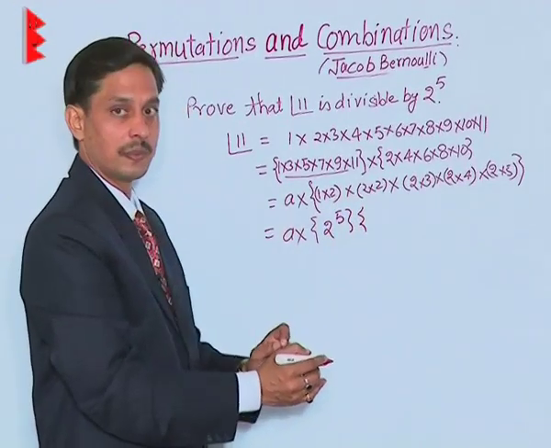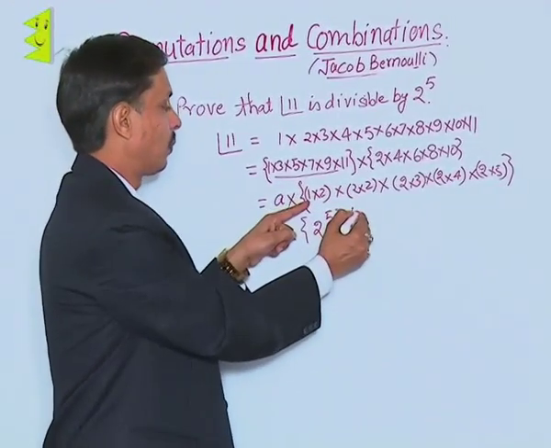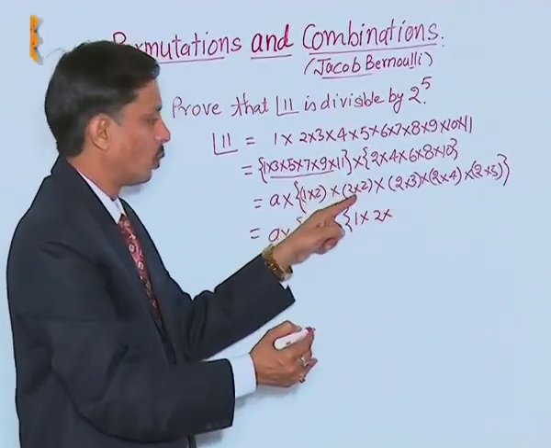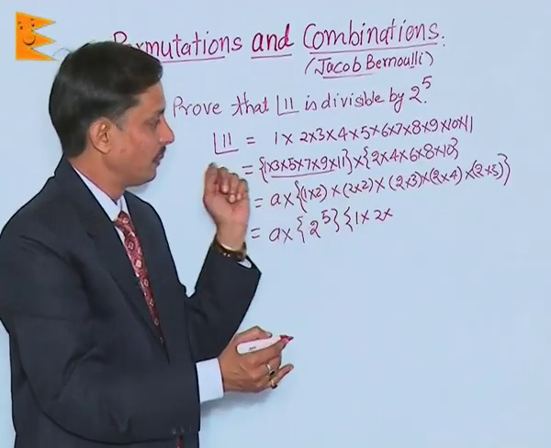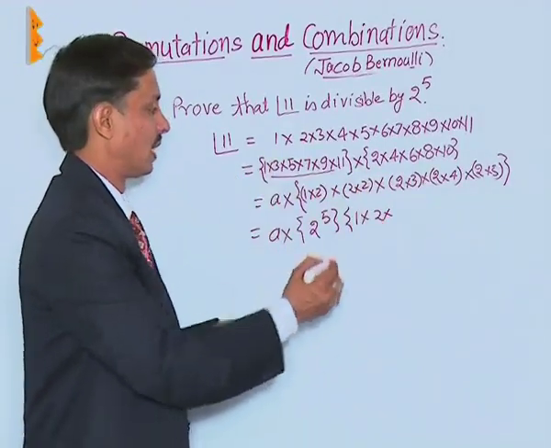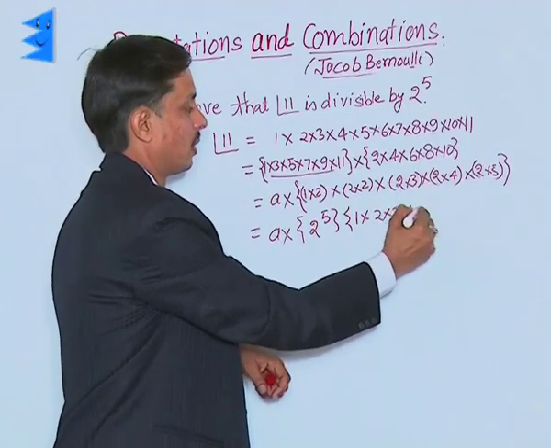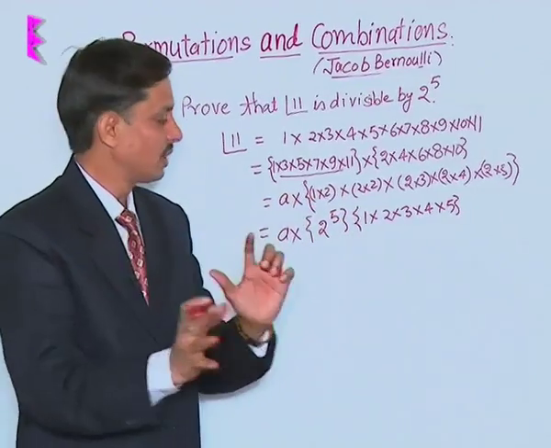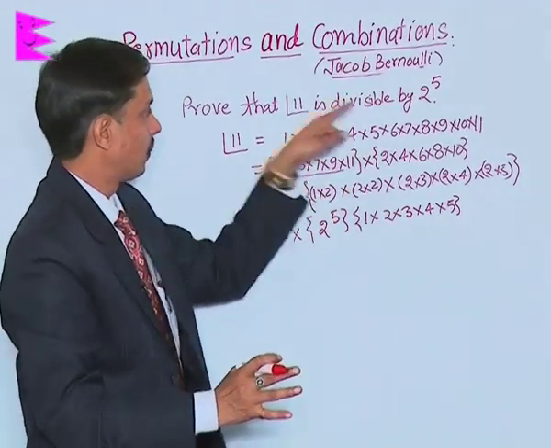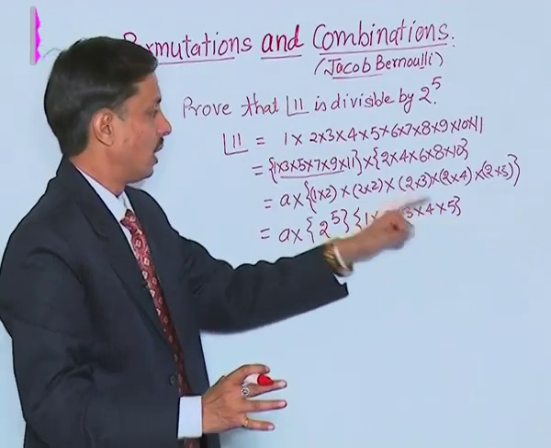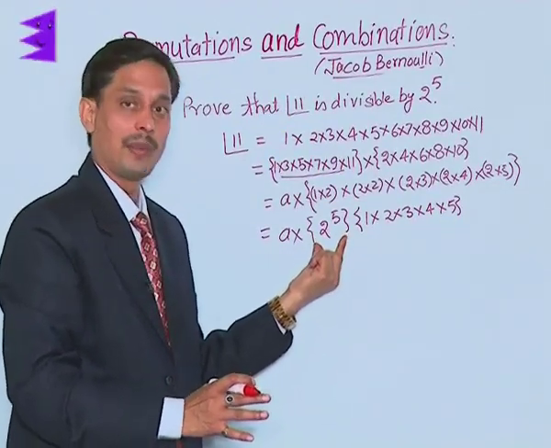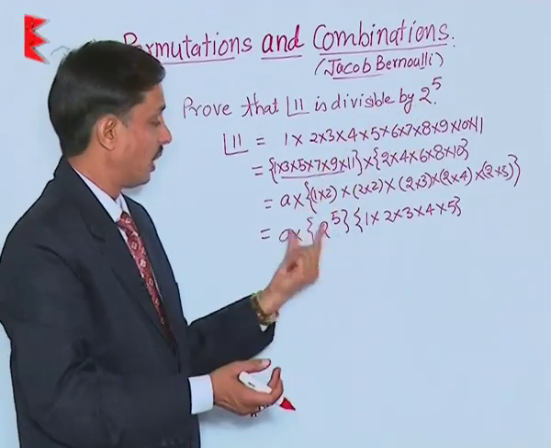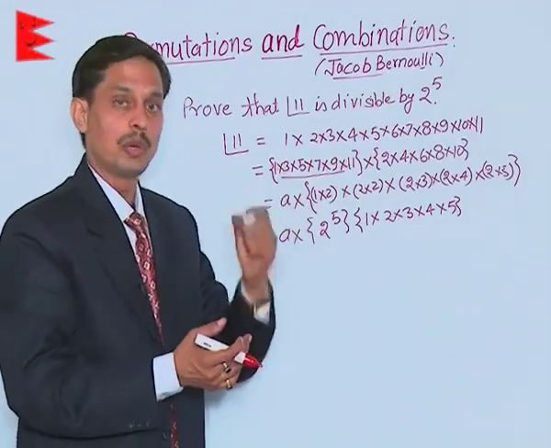And the remaining numbers, after taking 2, what will be left from the first bracket? 1. What will be left from the second bracket? 2. I am taking only one 2 out of these 2s, with the sequence of the pattern. Then it is 3, then 4, then 5. So it is very clear that this product, factorial of 11, has 2 to the power 5 as a factor. So we can say it is divisible by what? It is divisible by 2 to the power 5.